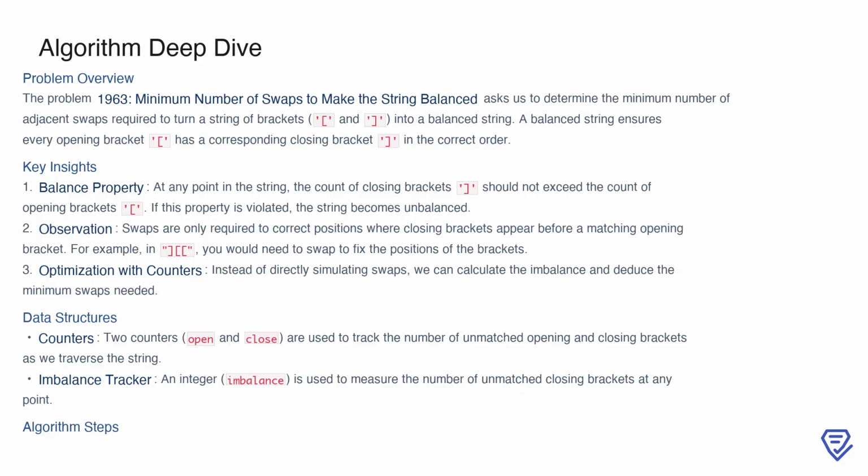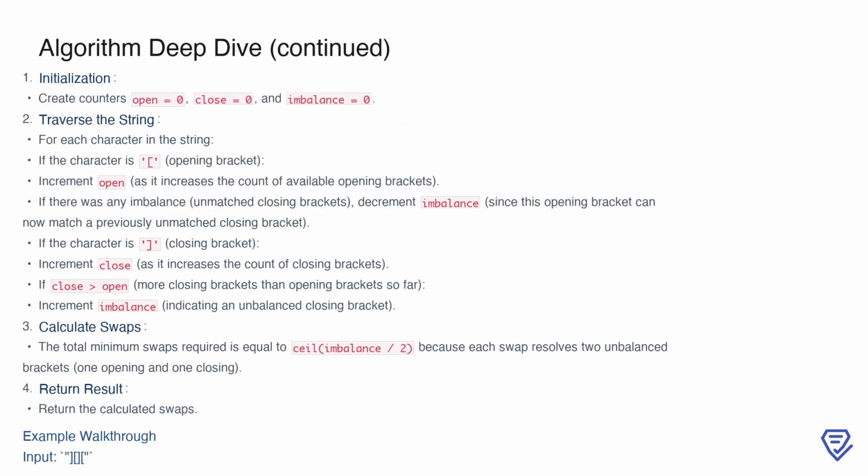Swaps are necessary when closing brackets appear before their matching opening brackets. Instead of physically simulating swaps, we can optimize the process by using counters to measure the imbalance and directly compute the minimum swaps required. For this, we utilize two counters, one for unmatched opening brackets and one for unmatched closing brackets, along with an imbalance tracker that keeps count of unmatched closing brackets as we traverse the string. To implement the solution, we start by initializing three variables, open, close, and imbalance, all set to 0. These will help us track unmatched opening brackets, unmatched closing brackets, and the overall imbalance, respectively.